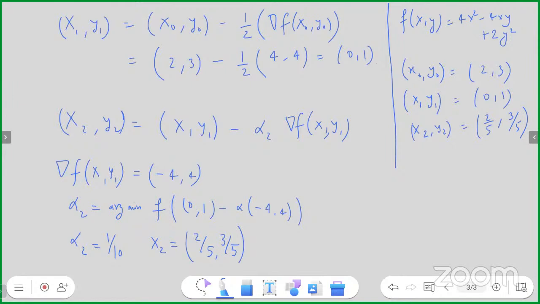You can draw it pictorially. Let's hopefully draw it correctly. So the first point is 2, 3, 1. It is 0, 1. Say 2. Where is 2 by 5, 3 by 5?